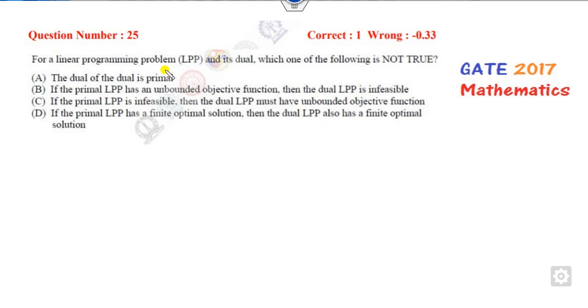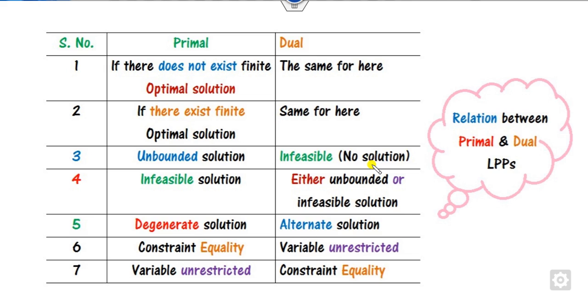Okay, look at this one. Which of the following is not true about this statement? Dual of the dual is the primal, and so on. This kind of question is asked in the examination every time. So before solving this, I will tell you a shortcut trick.